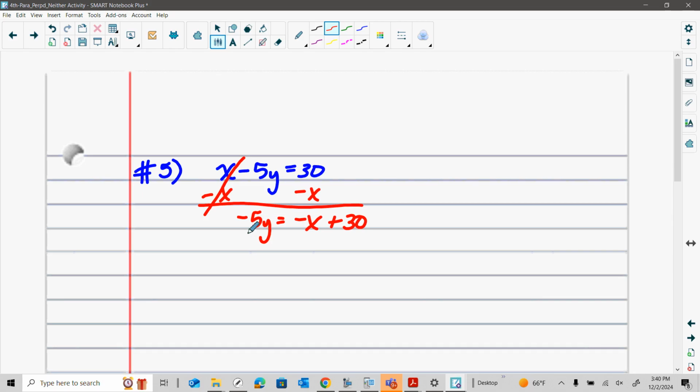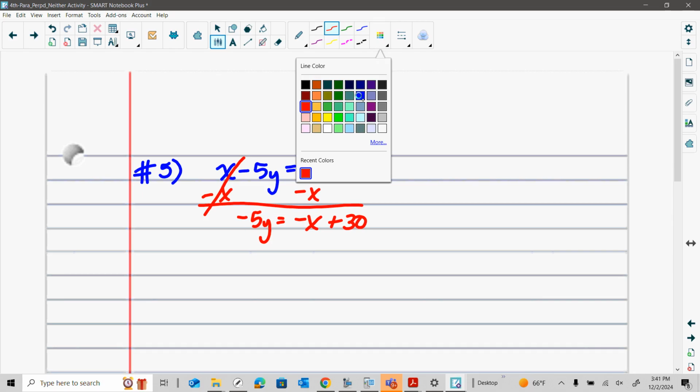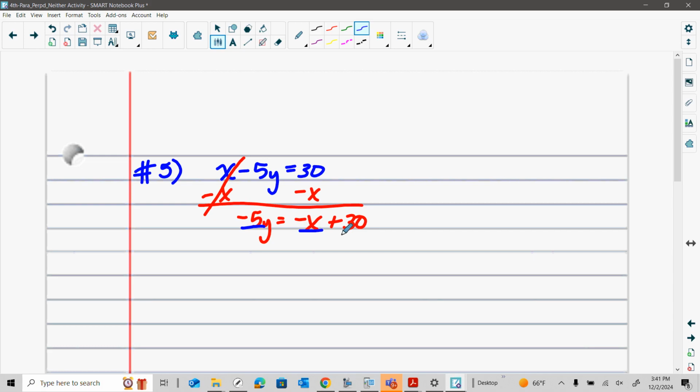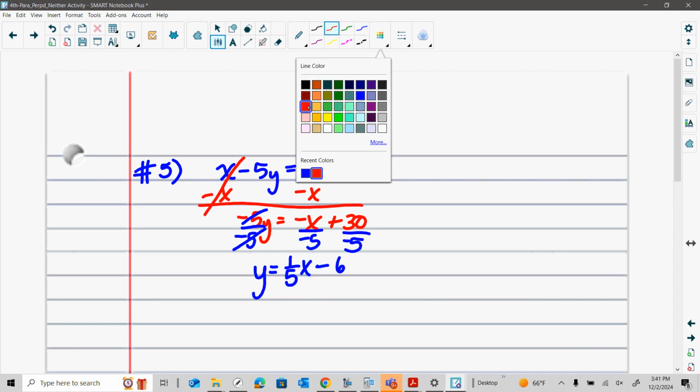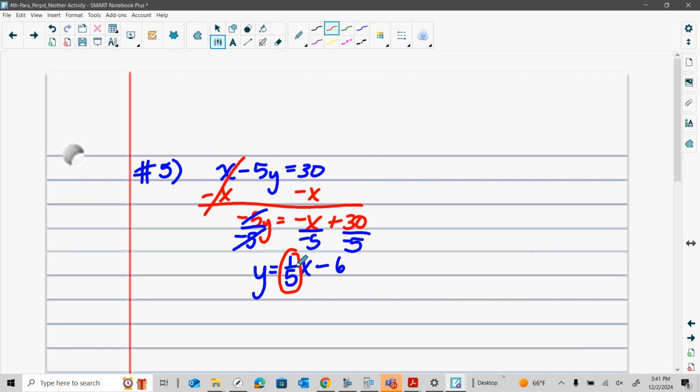Now we can't have a coefficient of y, a number in front of y, so that lets me know what to divide each term by. So we're going to do a -5 divided by -5. Now the -5's cancel. y equals a positive 1/5 x minus 6. And I can now see that my slope is 1/5.